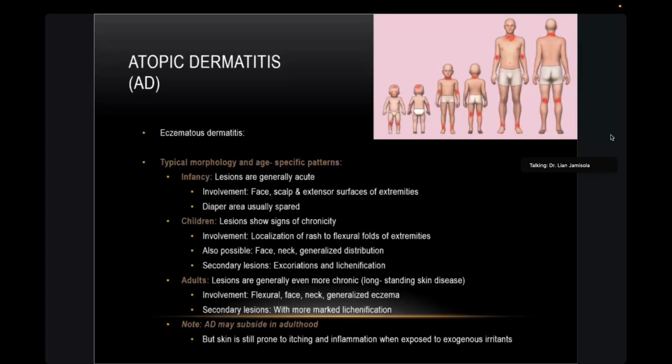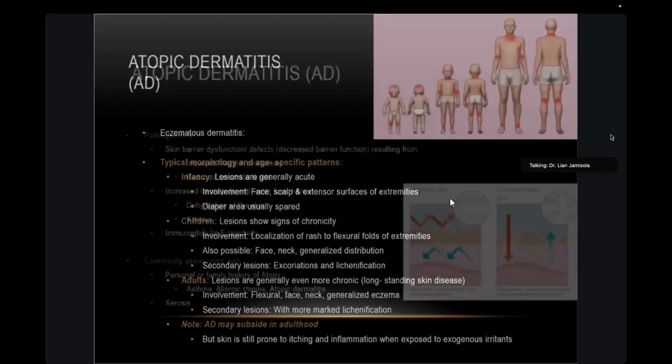For children, like this age na, no longer an infant, the lesions show already signs of chronicity, and they are localized to the flexural folds of the extremities: the antecubital, the popliteal, dorsal ankle, the neck, the nape area. Okay, for adults, the distribution is almost similar to that of the children, the flexural surfaces as well. Okay, you should be familiar with the distribution as the distribution is part of the diagnostic criteria for atopic dermatitis.